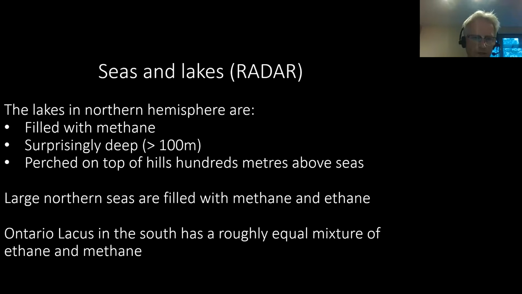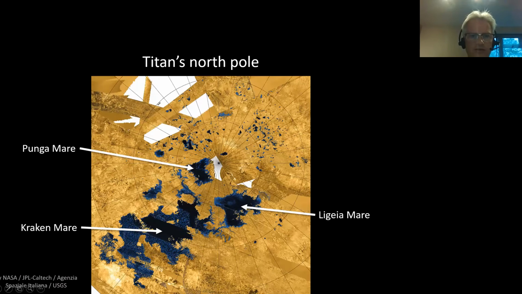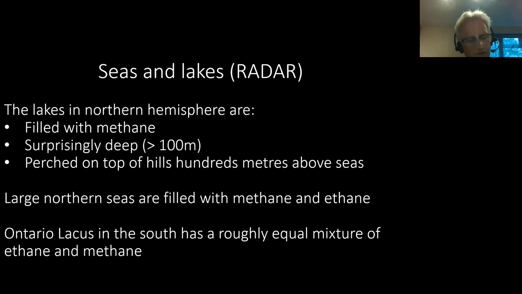But interestingly, there is a large lake in the south, but that has a different composition. It has a roughly equal mixture of ethane and methane. And the contrast between the north and the south is almost certainly because of seasonal variations. When Cassini first arrived, Titan's northern hemisphere was in winter, but the seasons began to change during the latter part of the mission.